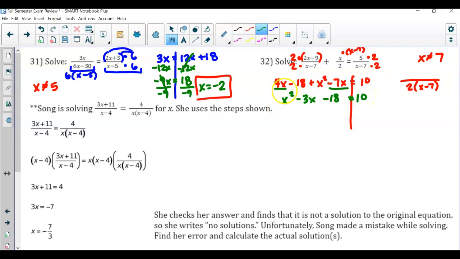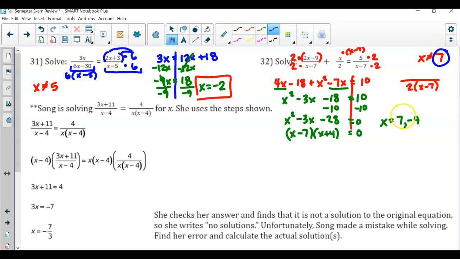Then we're solving a quadratic, and quadratics always have to equal 0. So I'm going to subtract 10 now from both sides. The quadratic we're going to solve is x squared minus 3x minus 28. Now, what factors multiply to get negative 28 and add to get negative 3? Negative 7 and positive 4, which means x is equal to 7 and negative 4. But go back. We said that 7 is extraneous, which means 7 cannot be a solution. So it's only negative 4.